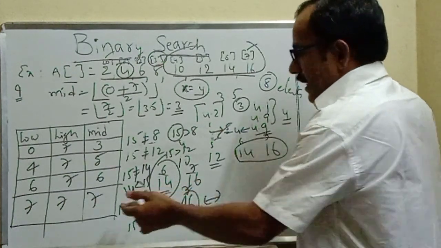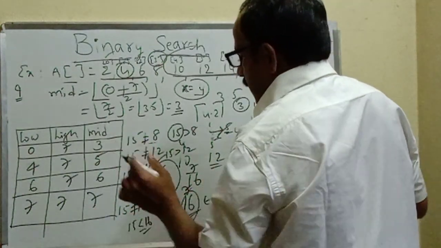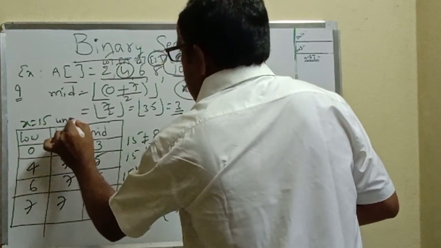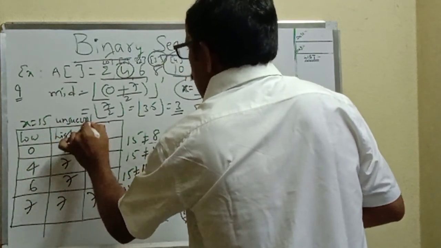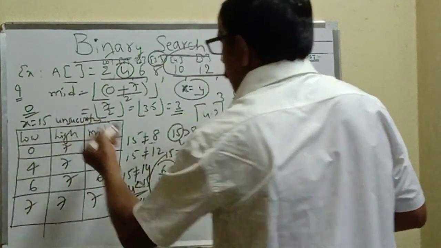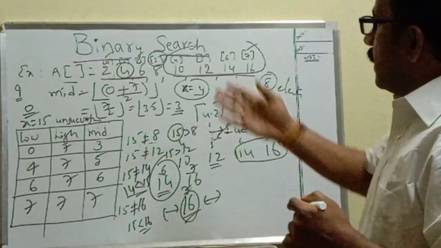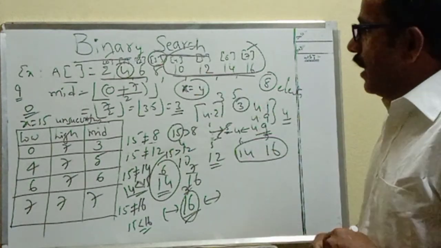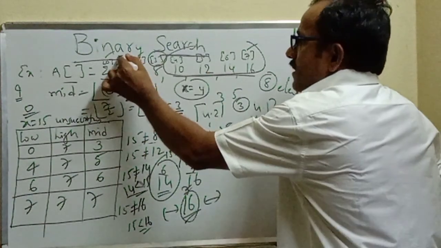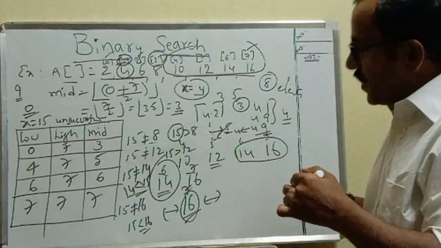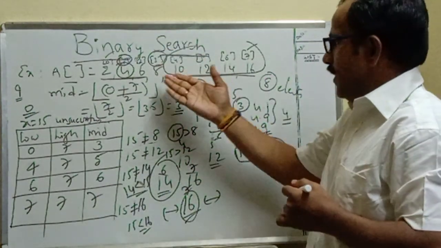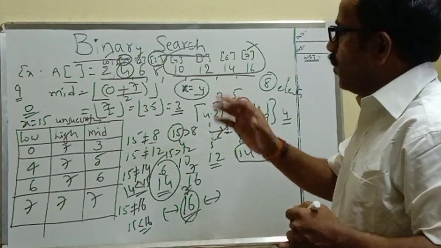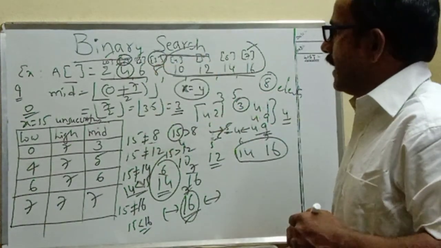Then we say that the element is not present. Then we get an unsuccessful search. At x equal to 15, we get an unsuccessful search, which returns 0 as a result. So for 15, the binary search procedure returns 0. For 4, the binary search procedure returns 1 as a result, because 1 is the location number at which 4 is present. If you take 6, then the binary search procedure returns 2 as a result, because 6 is at the second location.